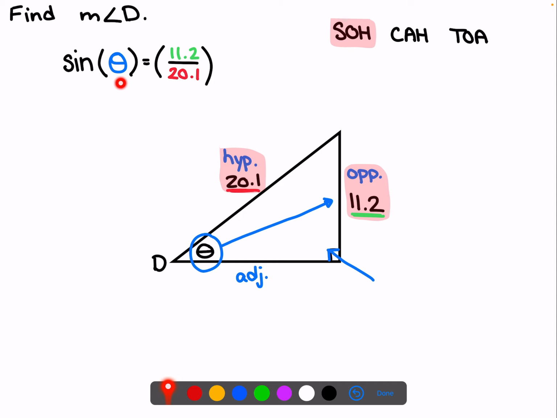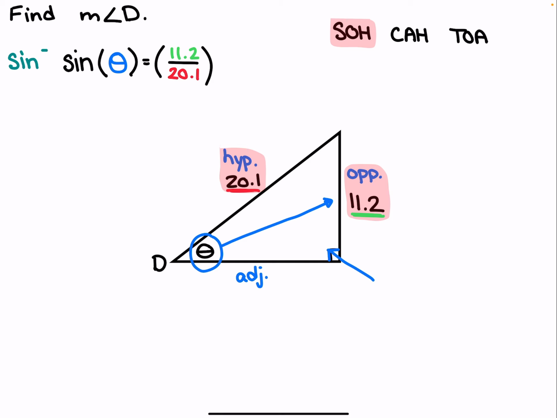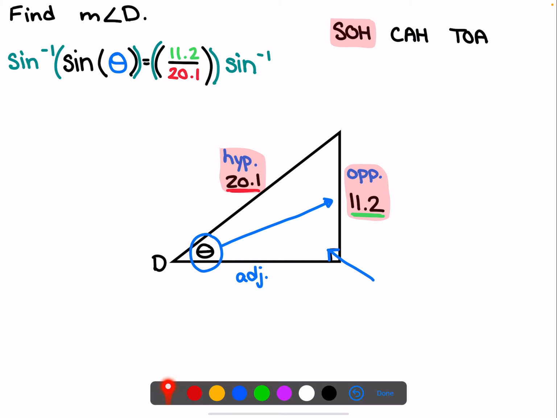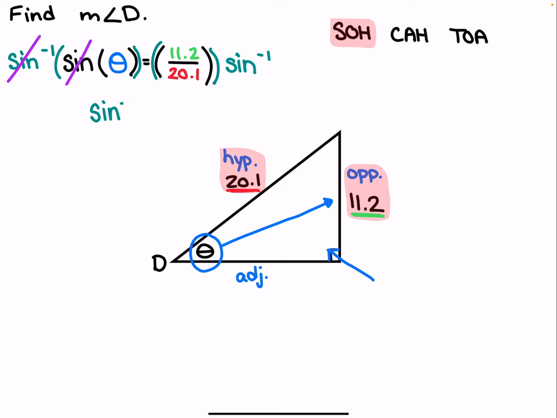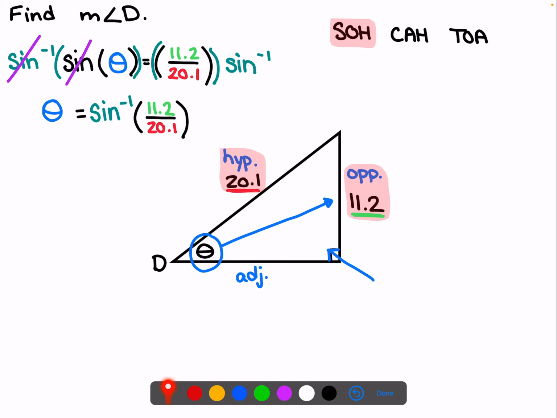Again, we want to get theta by itself. So we're going to multiply both sides by the inverse of sine. Doing so, we'll cancel out the sine function and the inverse sine function on the left side, leaving us with just theta equals the inverse sine of 11.2 over 20.1.